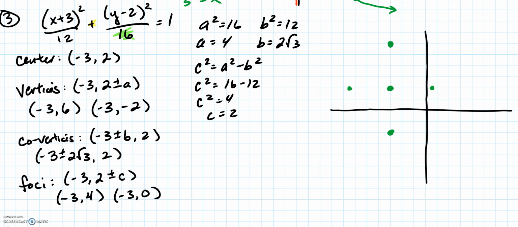And then my focus, negative 3, 4, and negative 3, 0. And I'm going to connect those dots. And we should get an ellipse that looks something like that.